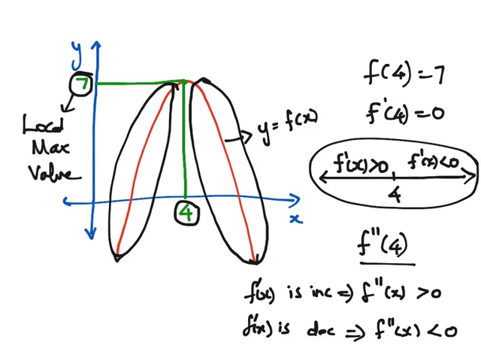Now please observe this given graph. Before 4 f dash of x is positive, and after 4 f dash of x is negative. Now this is, as I told you, a parabola, so this is the graph of the original function. When I differentiate a parabola, which is a quadratic function, I will get a linear function, isn't it? So the graph of f dash of x will look like this.